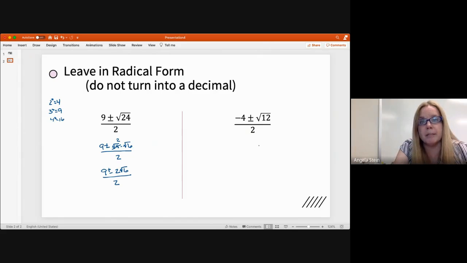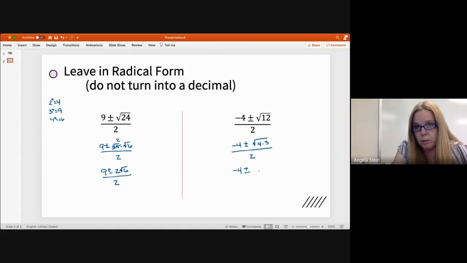Now take a look at this one over here. I've got negative 4 plus or minus the square root of 12. Now 12 is not a perfect square, but 4 will divide in there. So I can say this is the same thing as negative 4 plus or minus, and I'm going to write this a little differently. Sometimes you'll see people write it this way: the square root of 4 times 3. Still a correct way of writing that, over 2. Now I'm going to pull out the part that's the square root of 4. The square root of 4 is 2, because 2 times 2 equals 4. So I'm going to take this out and put it in front. I'm going to rewrite that as 2 times the square root of 3. I performed the operation of the square root of 4.